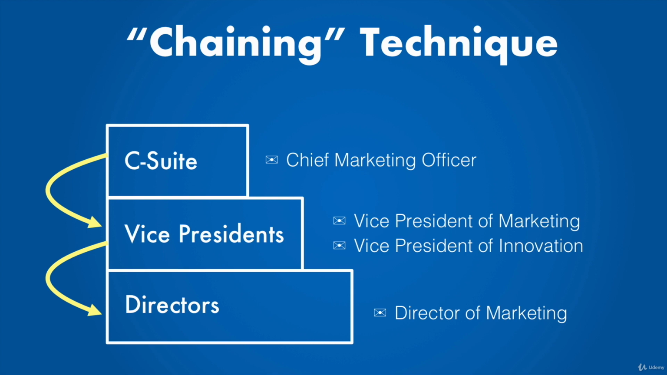So for example, if you are emailing the marketing department of a company, you're going to send one email to the chief marketing officer, one to the vice president of marketing, one to the director of marketing, and your wild card may be the vice president of innovation. So you're sending 4 emails to 4 different people in the same department, plus one wild card in the same company.